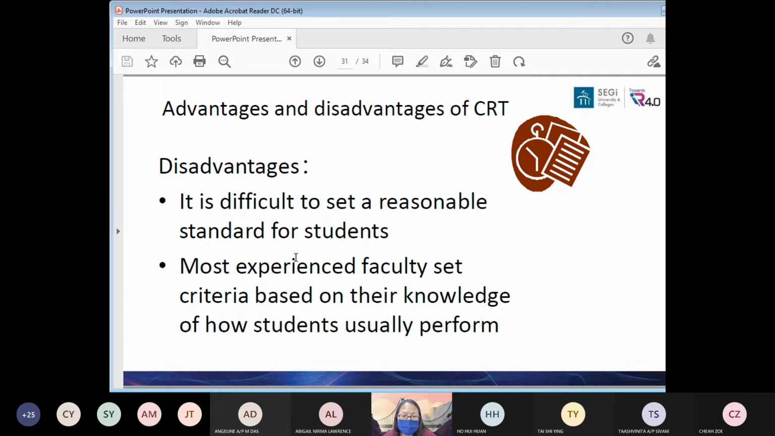The disadvantages: it is difficult to set a reasonable standard for students. Most experienced faculty set criteria based on their knowledge of how students usually perform. The faculty, as in, you are under the education faculty, right? So maybe the lecturers know your standard, how well you can do, until how much you can do, or what you cannot do. Because of that, the lecturers want you to do well. So they put the criteria based on your knowledge. You understand? Based on what you can do.